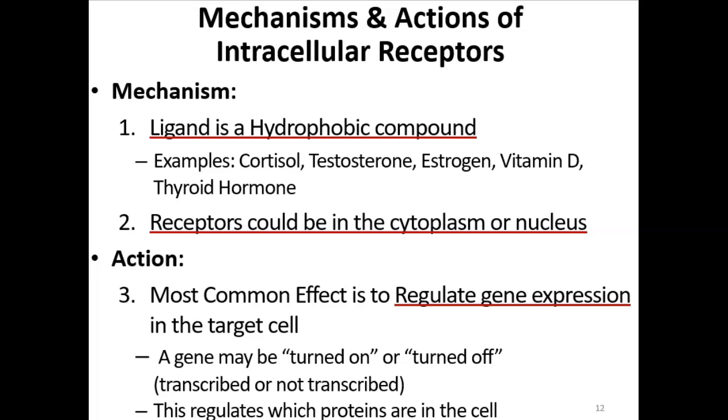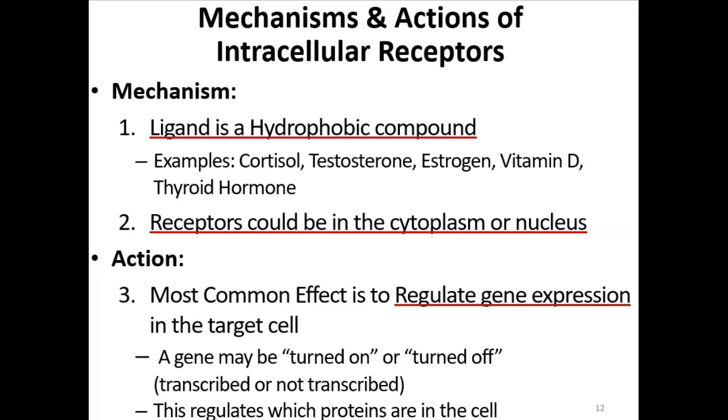Some examples that might make this more relevant for you include cortisol, testosterone works this way in your body, estrogen, vitamin D, and thyroid hormone. So the receptors, since they're intracellular, are in the cytoplasm or the nucleus. Now, the focus is what happens when they bind. The most common effect is to regulate gene expression in the target cell.